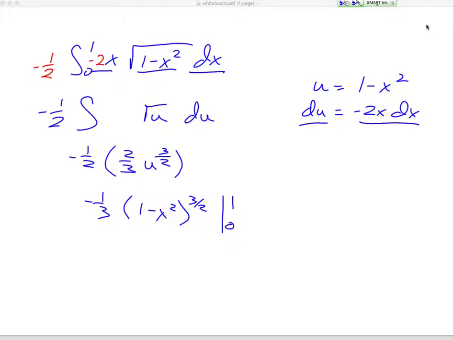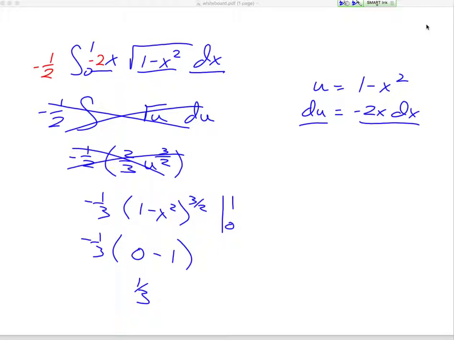We're okay? Yes. Alright, so negative 1/3, I plug in 1 minus 1, that's going to be 0. I plug in 0, that's 1 minus 0, which is 1, and 1 to the 3/2 power is 1, so I end up with 1/3. Now, what have I not done yet that I need to do? Need to do some Xing out. So X that out, X that out, X that out. So I end up with 1/3.